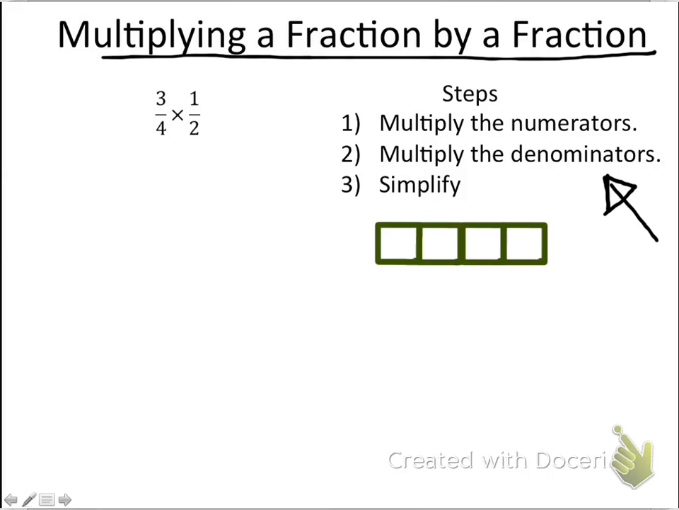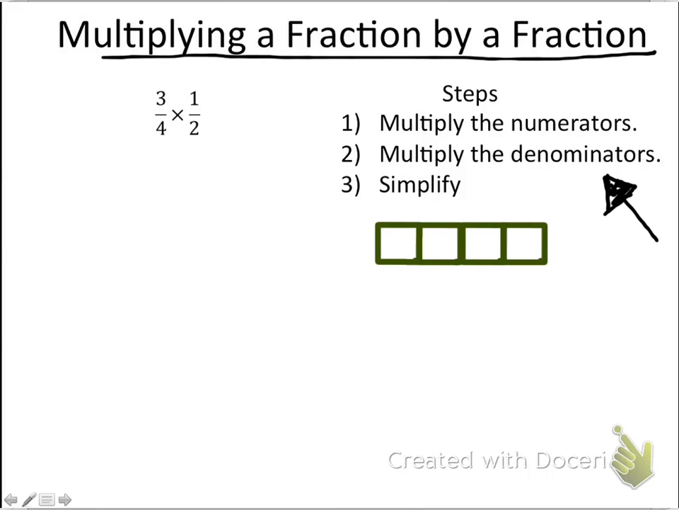Inside the fraction times a fraction section, you should choose one side of your foldable to be the steps and the other side to be the example. So pause the video right now and write down the 3 steps. Now that you have the steps written down in your foldable, let's go through an example of how to do it. And to do that, we're just going to follow the steps.